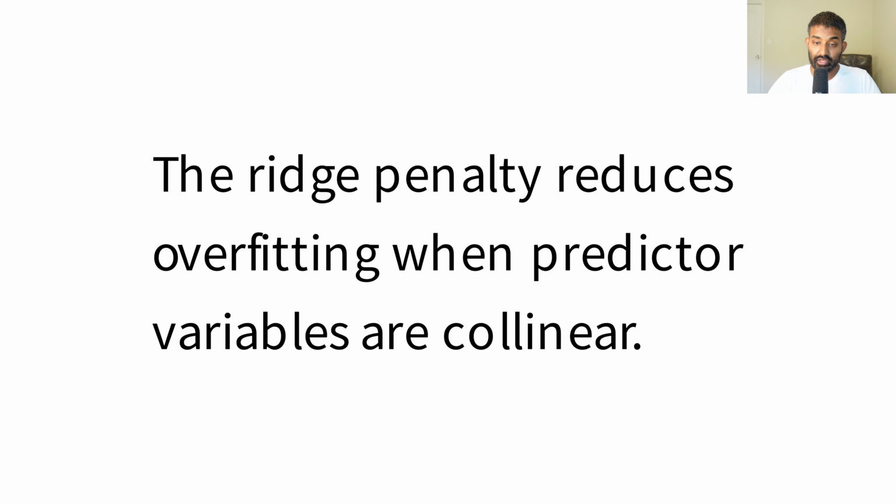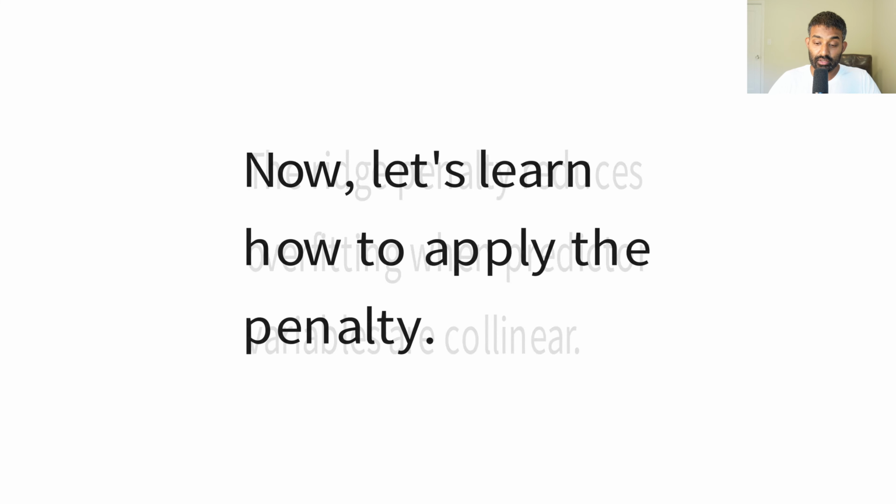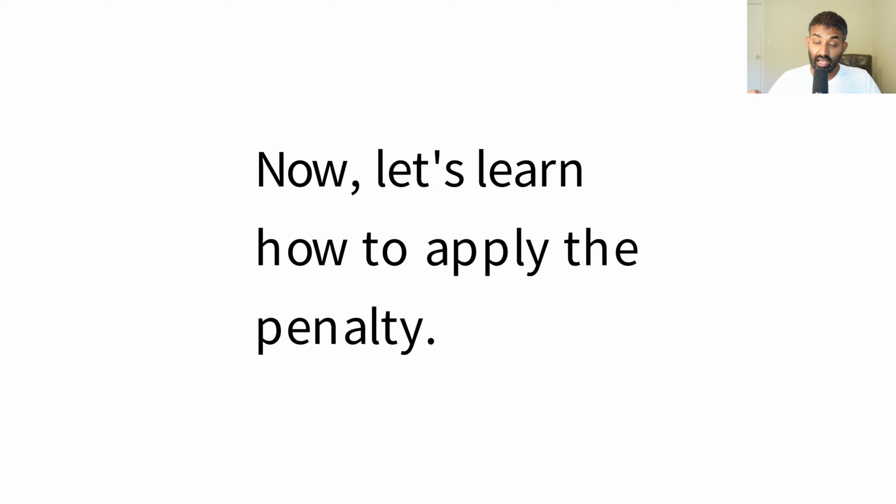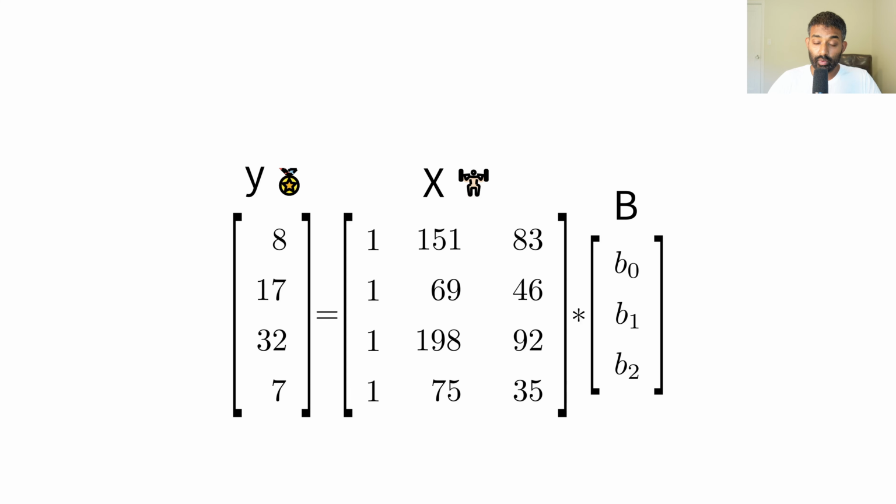As I mentioned, the ridge penalty reduces overfitting when predictor variables are collinear. Now let's dive into how we can actually apply the ridge penalty. You may remember, if you've studied linear regression or you watched the previous video, that we can represent our points as a set of matrices. So y, which is our medal counts, equals x, which is the number of athletes and the number of events, times b, which just represents our coefficients. So y equals x times b.